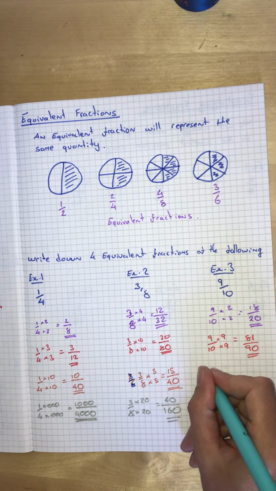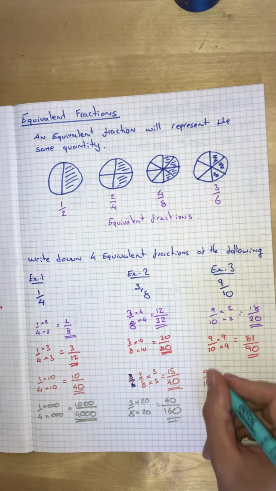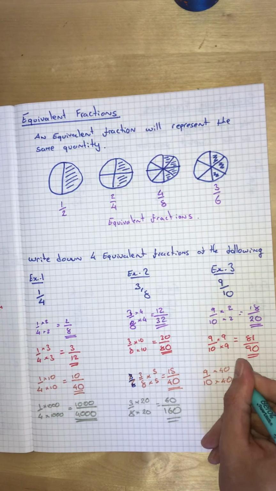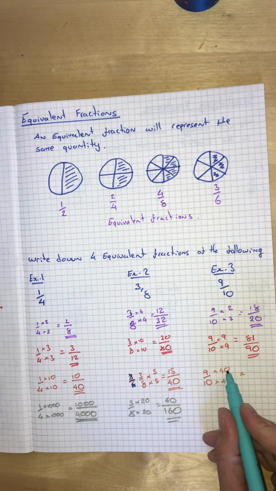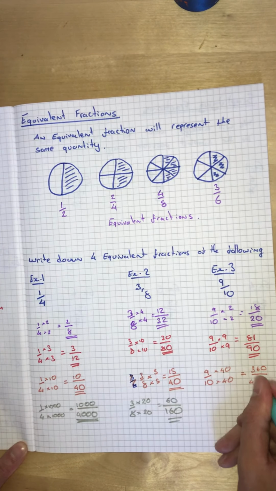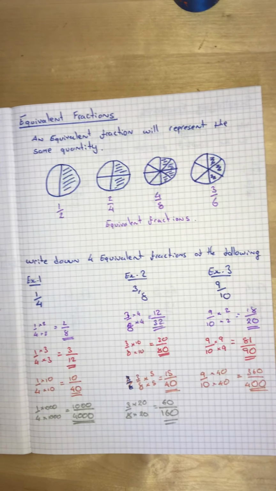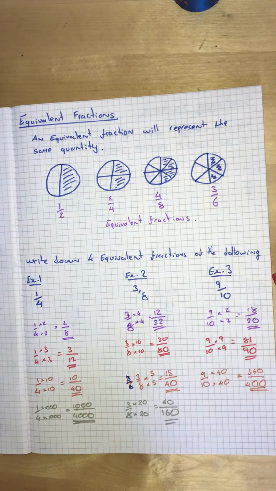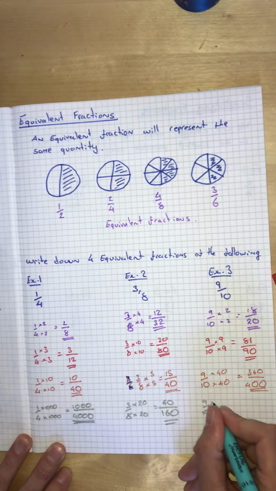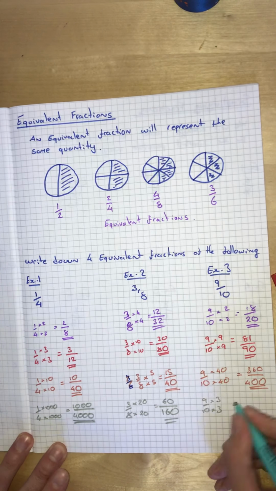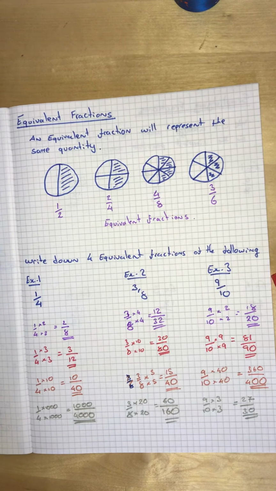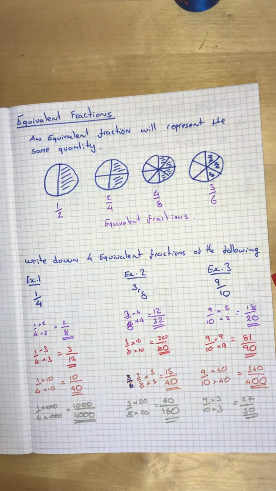Let's do another one. Let's multiply it by 40. 9 times 4 is 36, times by the 10 gives us 360. 10 times 40 is 400. Yet another equivalent fraction. And last one, let's multiply it by 3. 9 times 3 is 27, 10 times 3 is 30. There we have 4 equivalent fractions to the ones in the question.